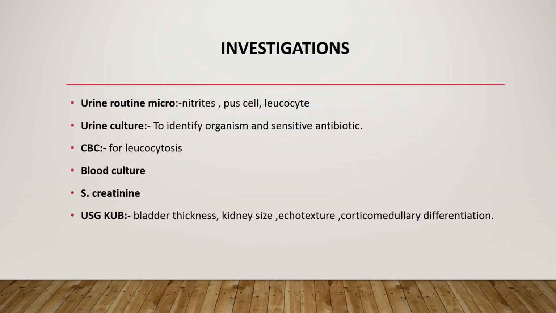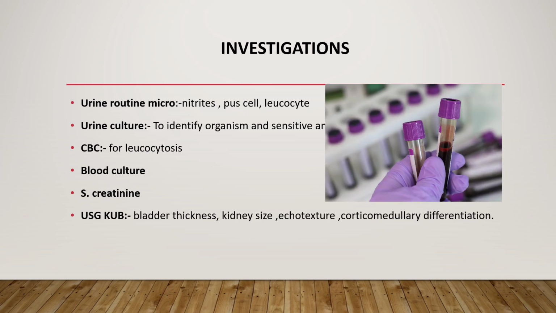What investigations are required to diagnose urinary tract infection? Urine report and blood report. Urine report includes urine routine microscopy and urine culture. In urine routine microscopy, we can see nitrites, pus cells and leukocytes are positive. In urine culture, we can identify the organism and the sensitive antibiotic. In the CBC report, we can find leukocytosis, a high WBC count. In blood culture, we can identify the organism and the sensitive antibiotic.